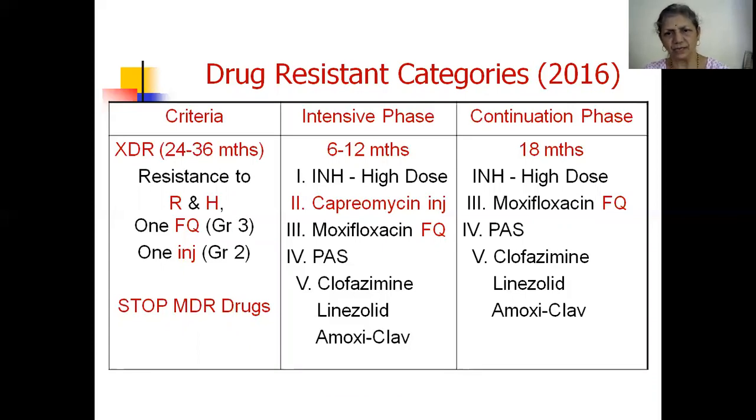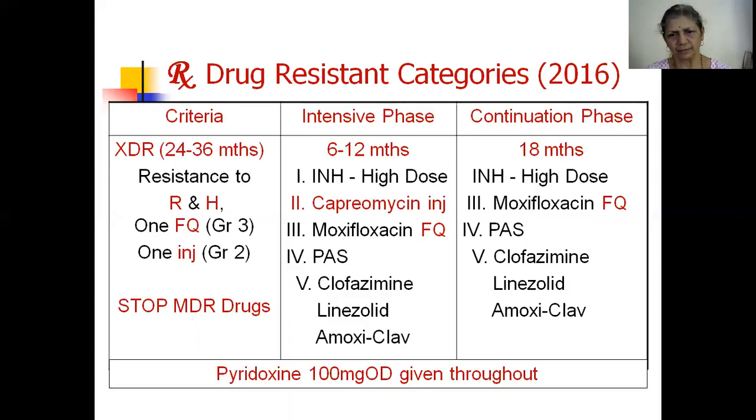In the intensive phase again, only the injection is omitted and the rest of the drugs are continued. So the injectable is used only in the intensive phase. The rest of the drugs continue in the continuation phase, of course, along with pyridoxine 100 milligrams per day throughout the duration of the treatment. That has to be given since we are using a high dose of INH.